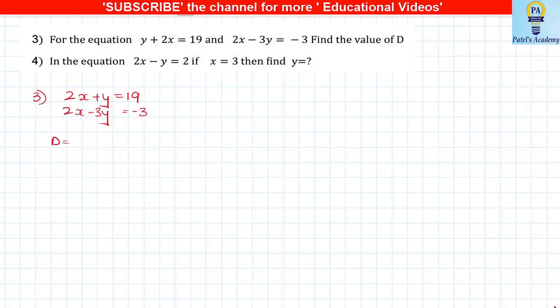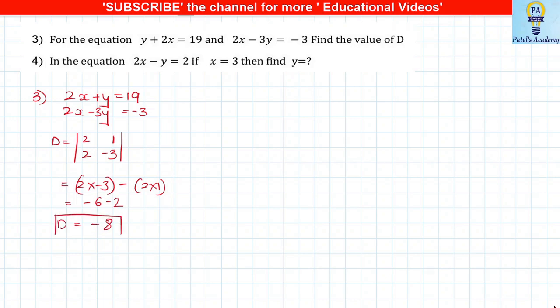Yes, now I'll find the value of d. So for d, we take the coefficients of x here and the coefficients of y here. So what we get is 2 into minus 3 minus 2 into 1, minus 6 minus 2, that is minus 8. This is the value of d. Okay, so students, be careful for this particular sum. This equation was not given in its standard form. So first we wrote the equation in the standard form, writing 2x first and then y, and then we found the value of d.